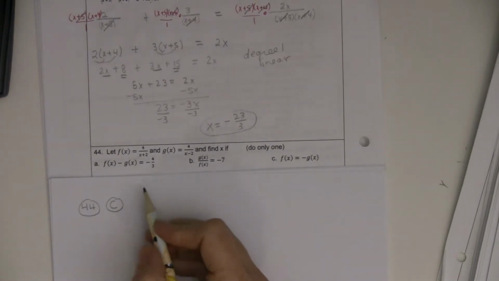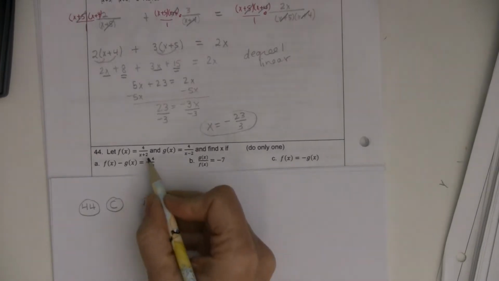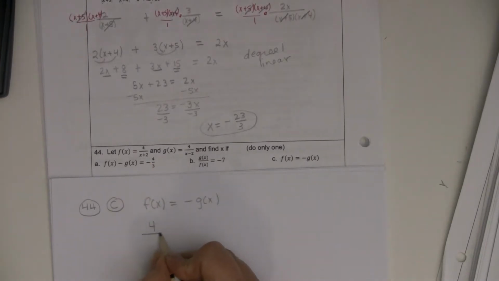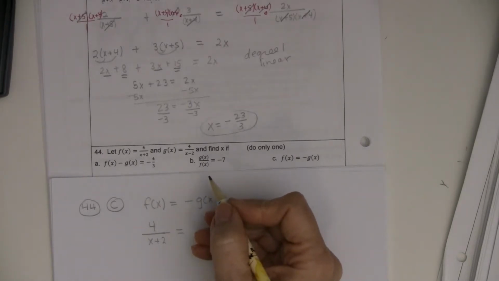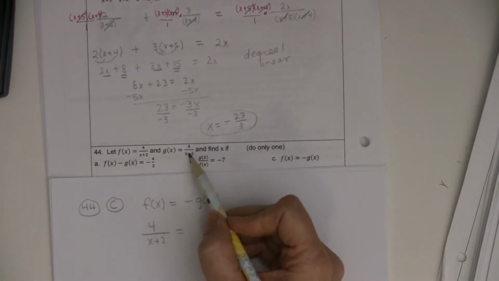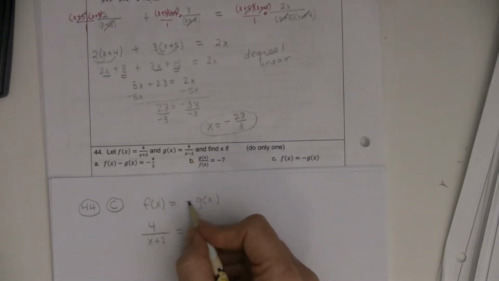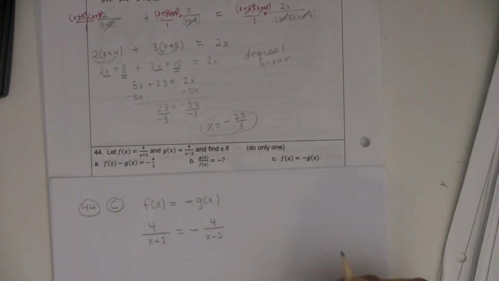C says f at x equals negative g at x. So f at x is 4 over x plus 2, using our function notation from chapter 6. And then g at x is 4 over x minus 2, but remember it has negative here, so it's the negative of that fraction 4 over x minus 2. Then I want to solve this. That's what they're asking me to do, is find x, so solve for x.